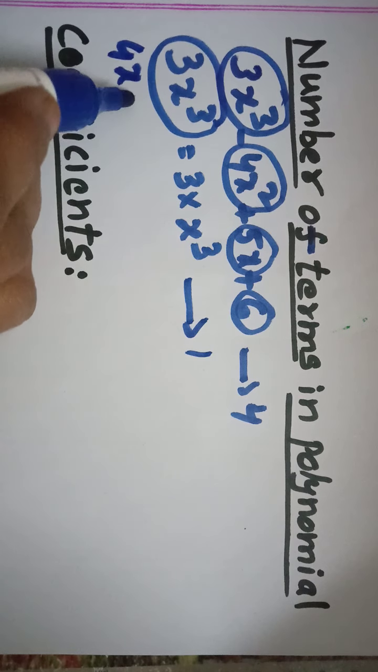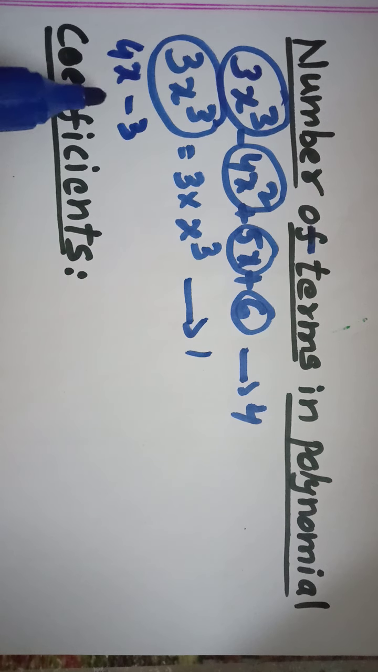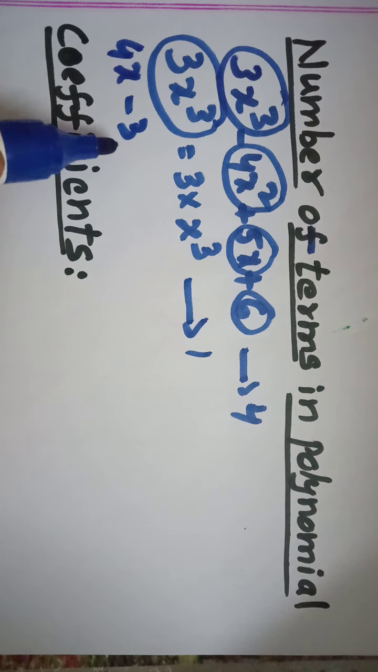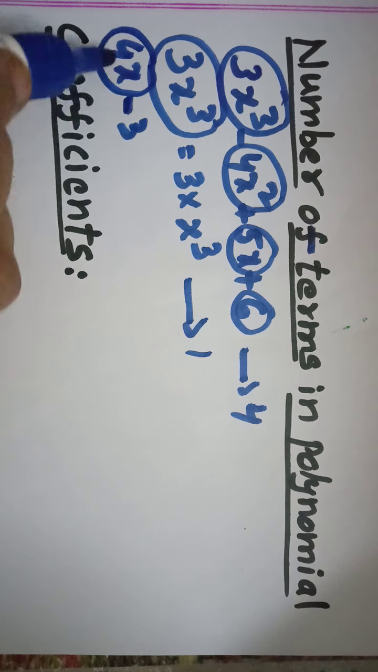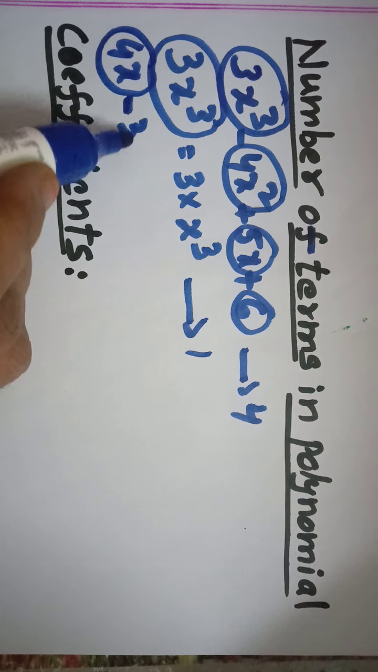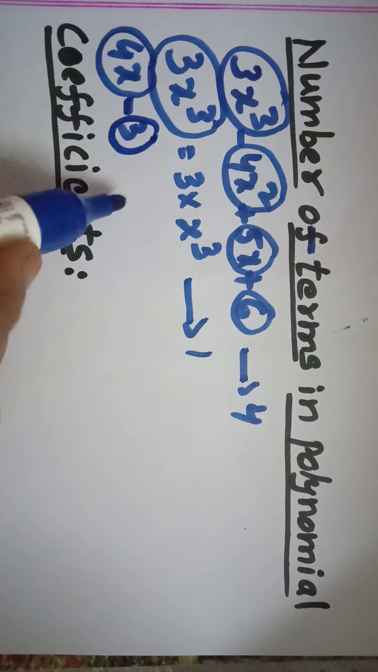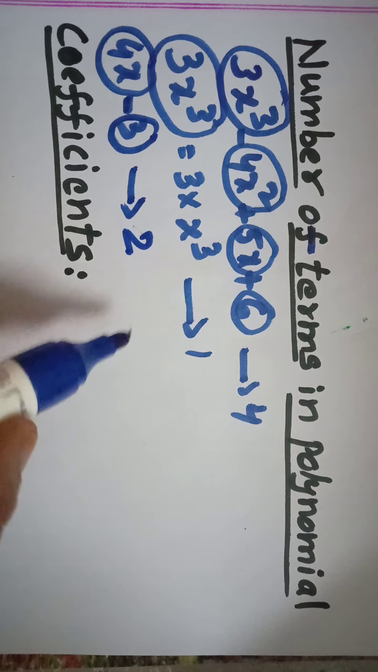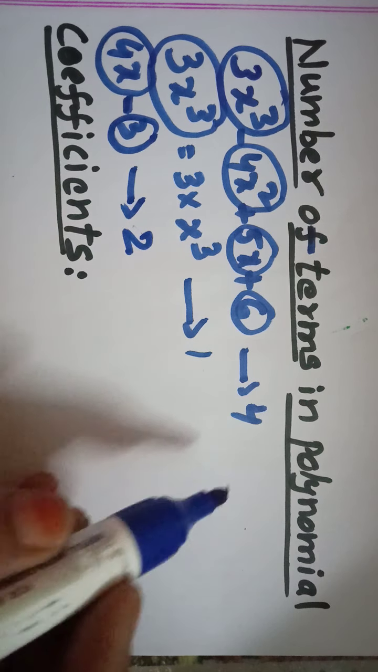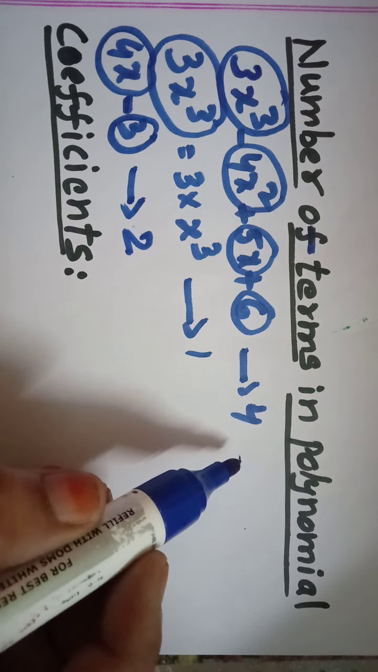4x minus 3 is also a polynomial. So how many terms are here? 4x is one term. Here the minus symbol separates the two terms in this polynomial. So 3 is another term. So in this polynomial there are 2 terms. We already know that constant numbers are also polynomials.